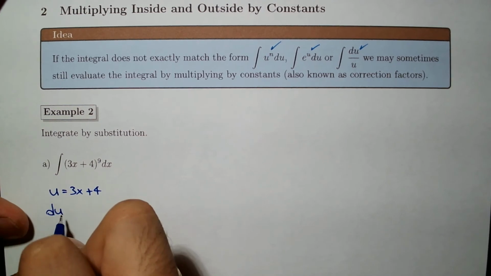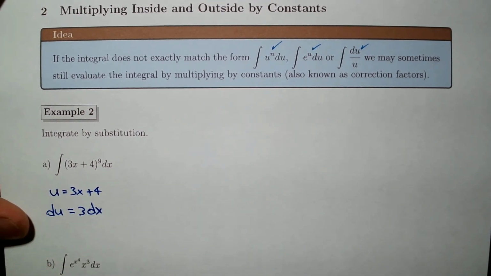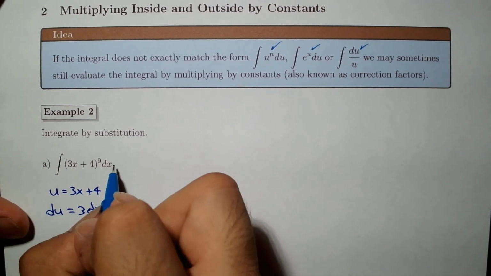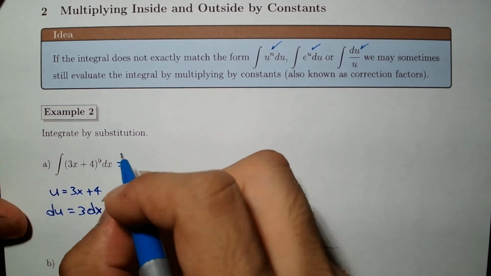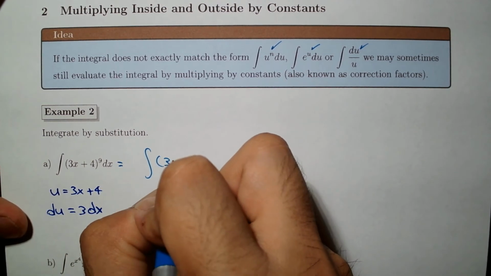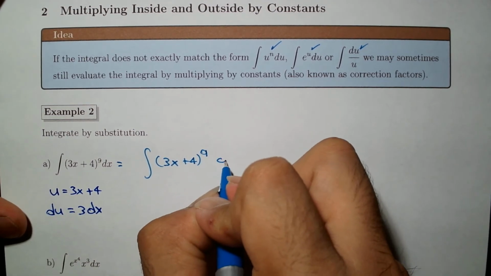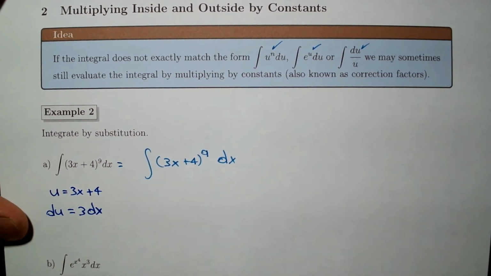The differential of this will be 3 dx. Alright, I'm going to rewrite the integral here, because I need to leave some space. The integral of (3x plus 4) to the 9th. And I'm going to leave some space here in between.